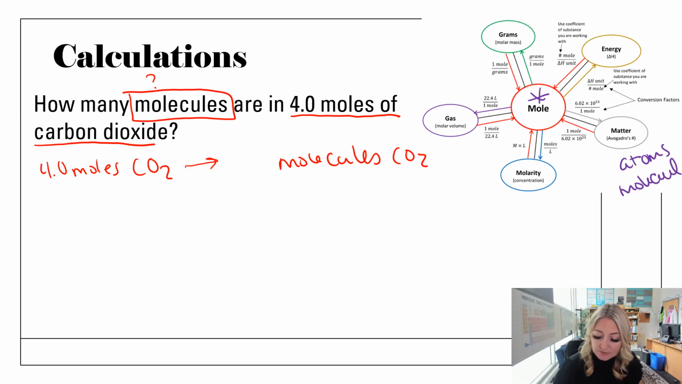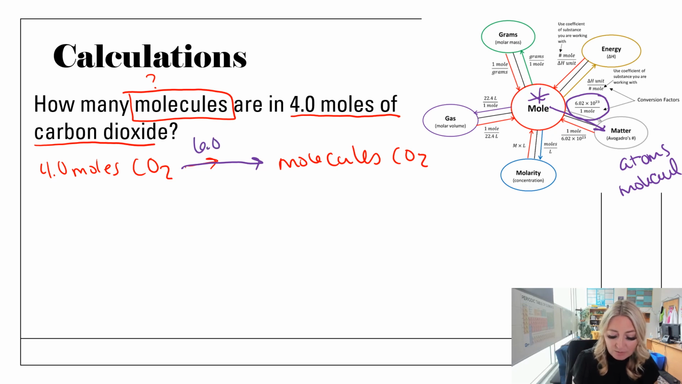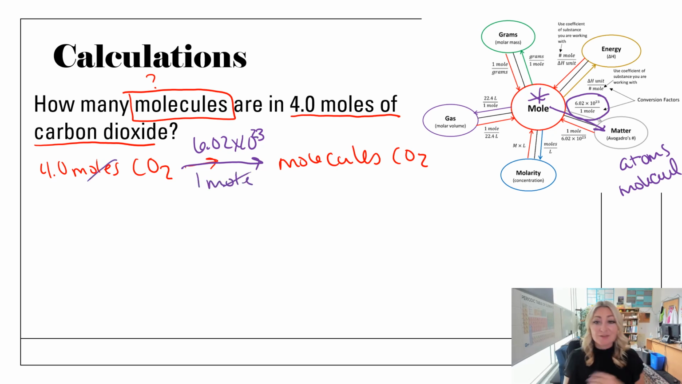I know that I'm going to go from moles to matter. So I'm going to use this conversion factor. I say one-step conversion factor since we're starting in moles. And my conversion factor, I'm going to extend this arrow so that I can show you, is 6.02 times 10 to the 23rd over 1 mole. Notice that moles will cancel.